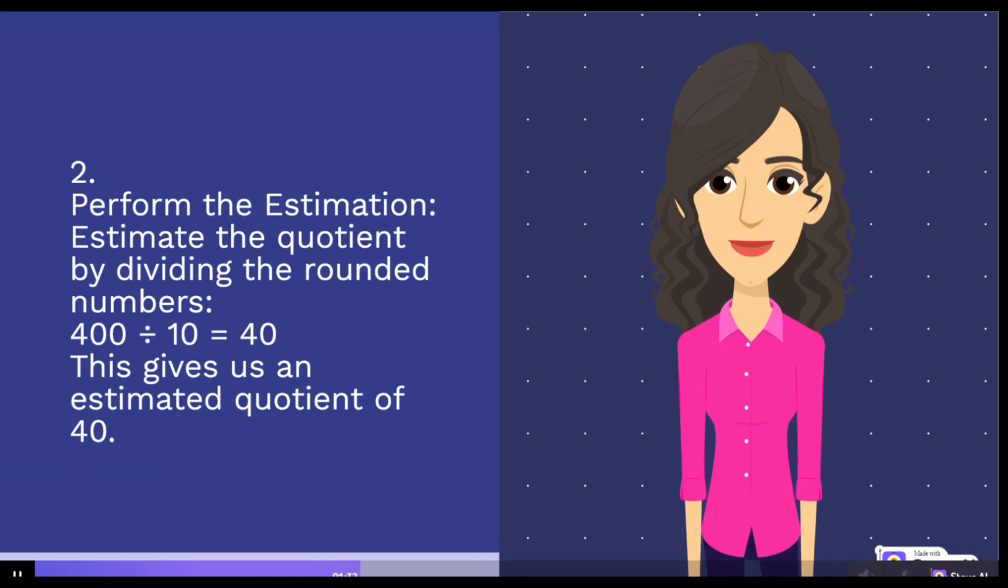2. Perform the estimation. Estimate the quotient by dividing the rounded numbers. 400 divided by 10 equals 40. This gives us an estimated quotient of 40.